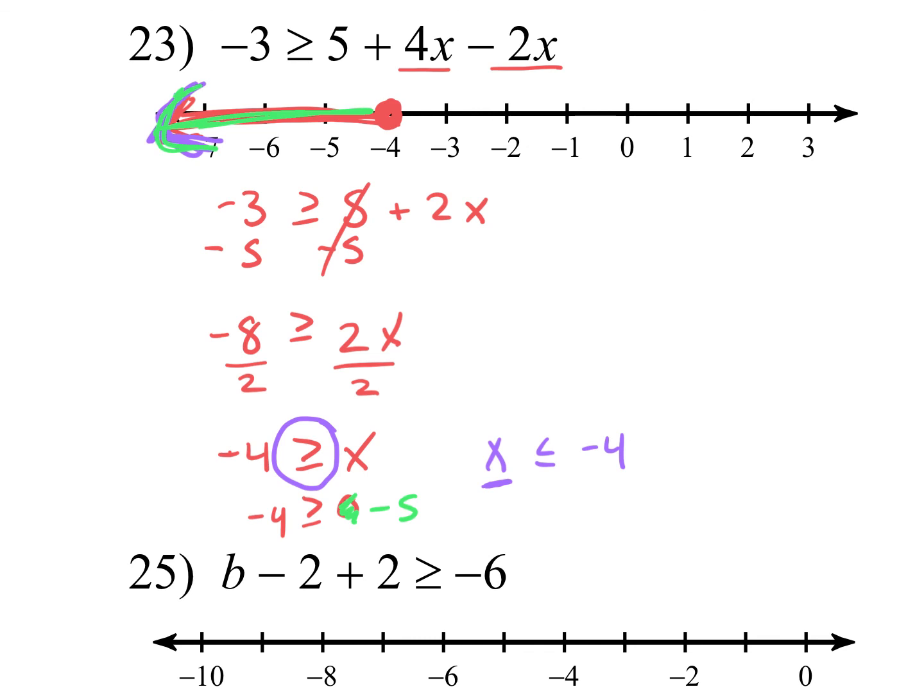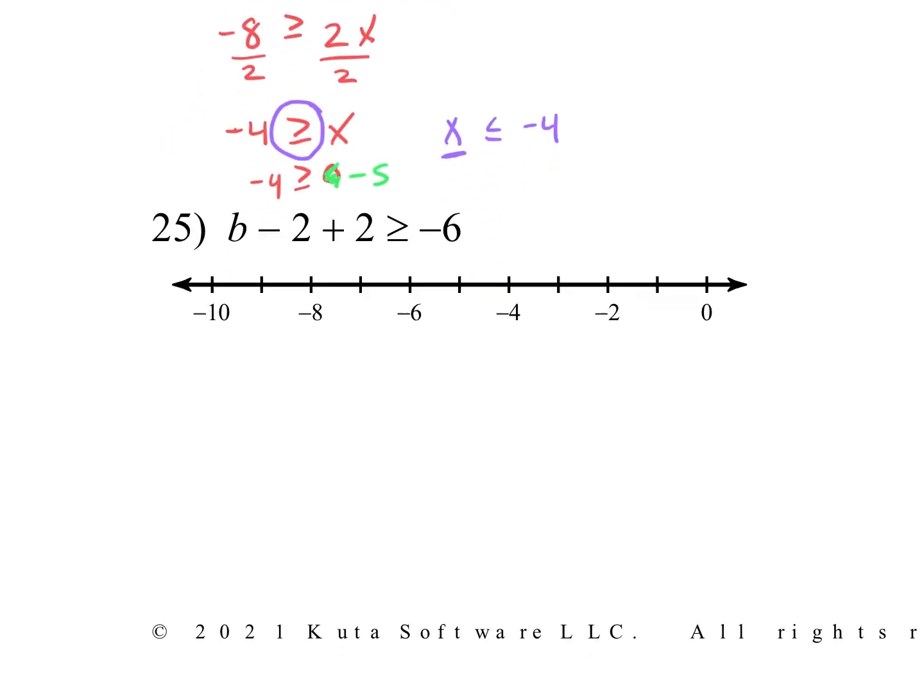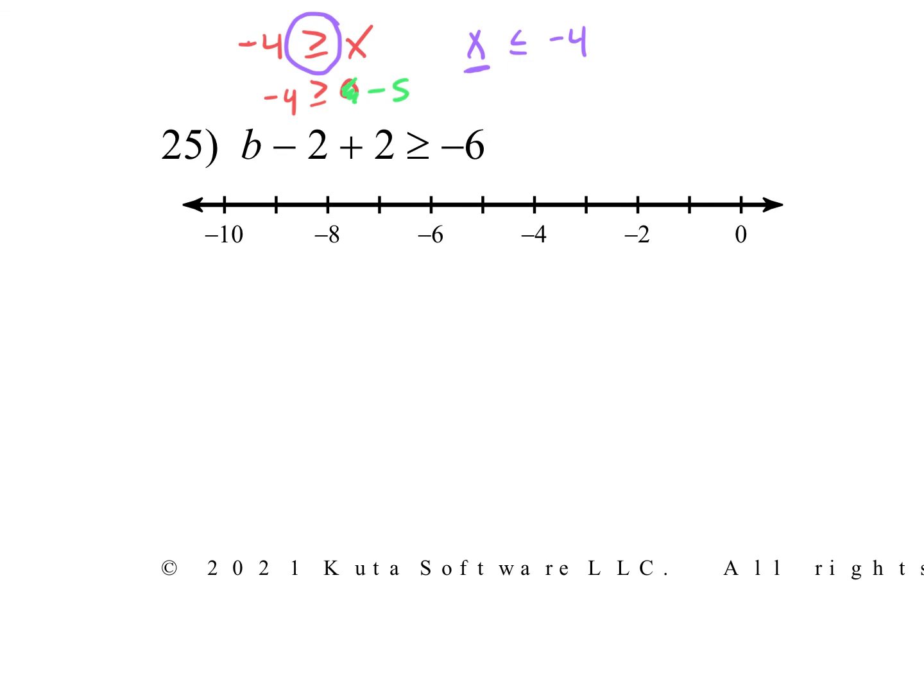Any questions here? All right, last one, 25. What should I do first? Anybody? Combine like terms. So I have negative 2 plus 2. They're on the same side of the equation, so I just add them together. What's negative 2 plus 2? 0. So those will cancel each other out. So I have b is greater than or equal to negative 6.